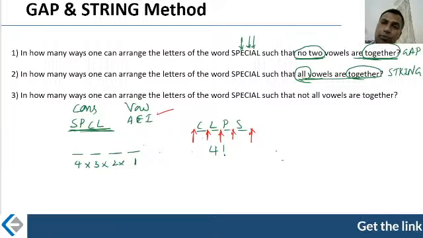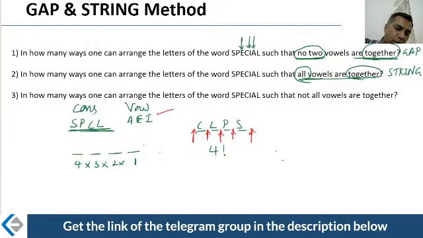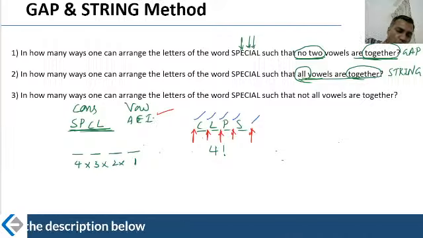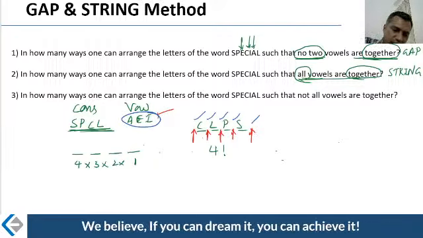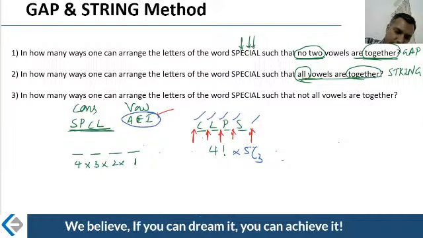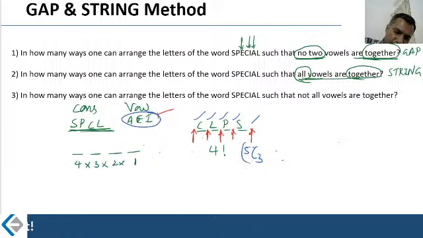How many potential positions do you have now? You have 5 potential positions. First position, second, third, fourth, and fifth. But how many do you need? Only 3. I need only 3 potential positions. Very good. Select 3 potential positions, 5C3 ways. What is 5C3? You selected 3 potential positions out of 5.